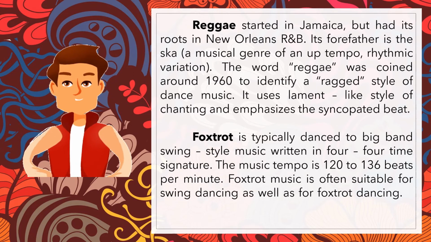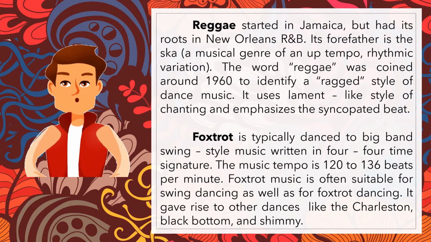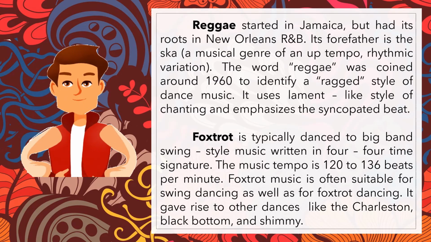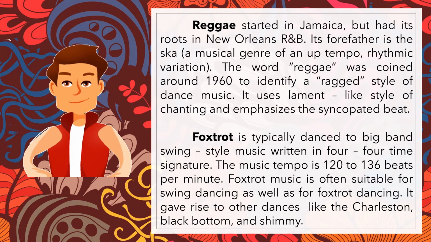Foxtrot is typically danced to big band swing style music written in 4/4 time signature. The music tempo is 120 to 136 beats per minute. Foxtrot music is often suitable for swing dancing as well as for foxtrot dancing. It gave rise to other dances like the Charleston, Black Bottom, and Shimmy.